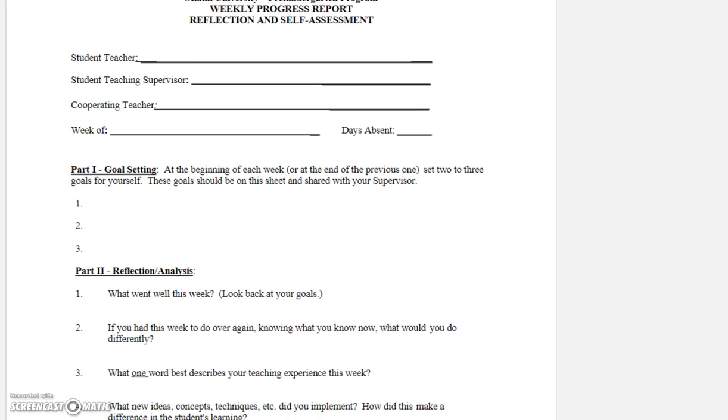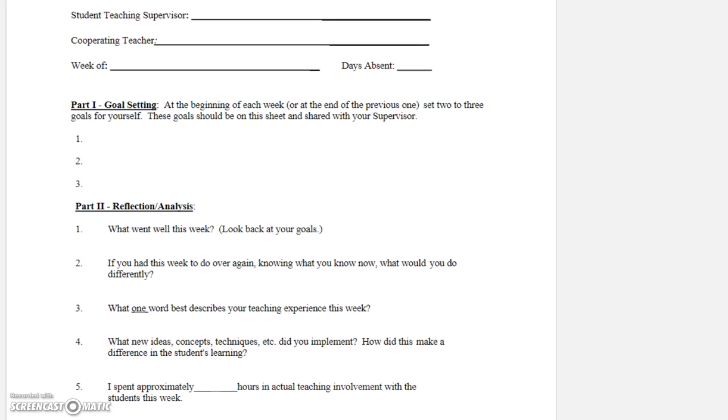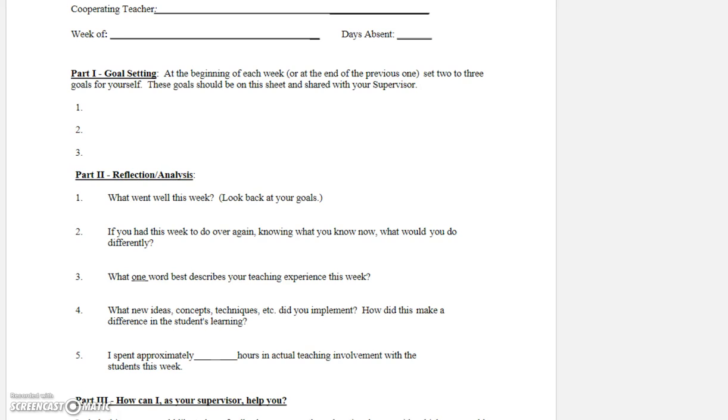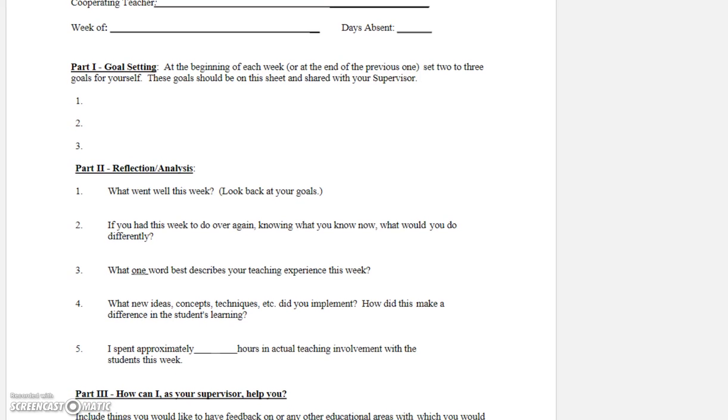The next part is your reflection and analysis. What went well this week? Look back at your goals and see, did I accomplish this? Did I do well? Are there some areas I need to work on? And if you had this week to do over again, knowing what you know now, what would you do differently?